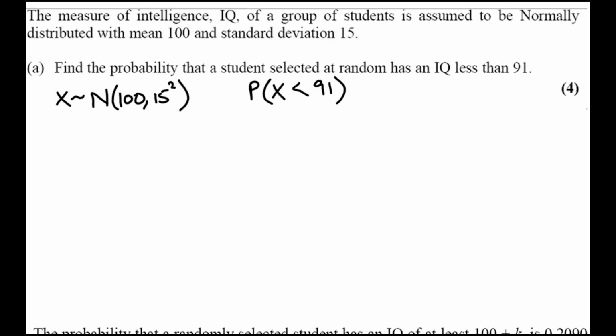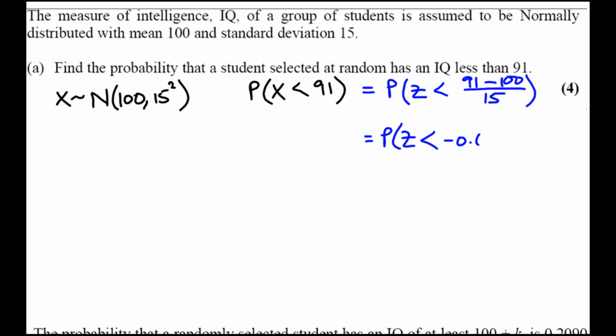Okay, next we're going to go on to standardize. So that equals the probability that Z is less than the standardized score, 91 minus 100 all over 15. It's the probability that Z is less than -9 over 15, so negative 0.6. Okay, trying to find the probability that Z is less than negative 0.6.